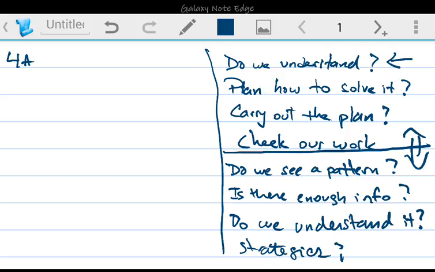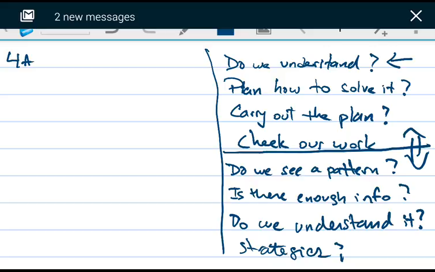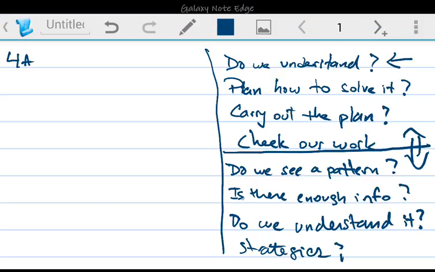Okay. So let's try to answer the questions. Do we understand the problem? Do we have a plan to solve it? Can we carry out the plan? And let's check our work. Now, I've been asking the same questions in class. Basically, do we see a pattern? Is there enough information? Do we understand the problem? And do we have strategies? Basically, they mean the same thing.